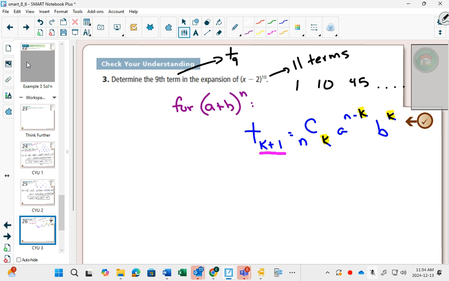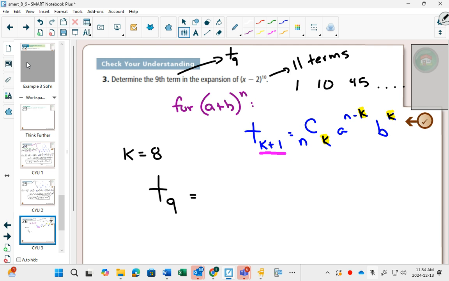What the formula says, if I want to find term 9, does it make sense that k would have to be 8 if I wanted to find term 9? Because the formula said term k plus 1. You want to find term 9? The only way k plus 1 equals 9 is if k is 8. Some very advanced math. If you need help with that, come at lunch. I can show you how that works. But, okay. So k has to be 8 to get term 9.